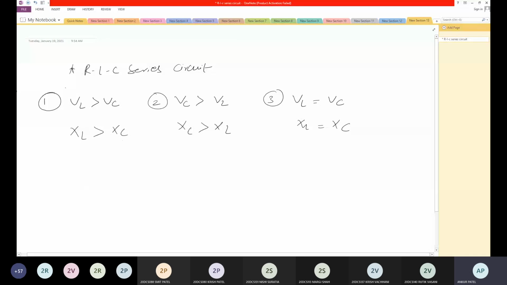So it behaves as which circuit? Inductive circuit. Yes, inductive circuit. Very good. This is your inductive circuit. This is XC greater than XL, capacitive. Yes, capacitive. And this is resonance or resistive circuit.